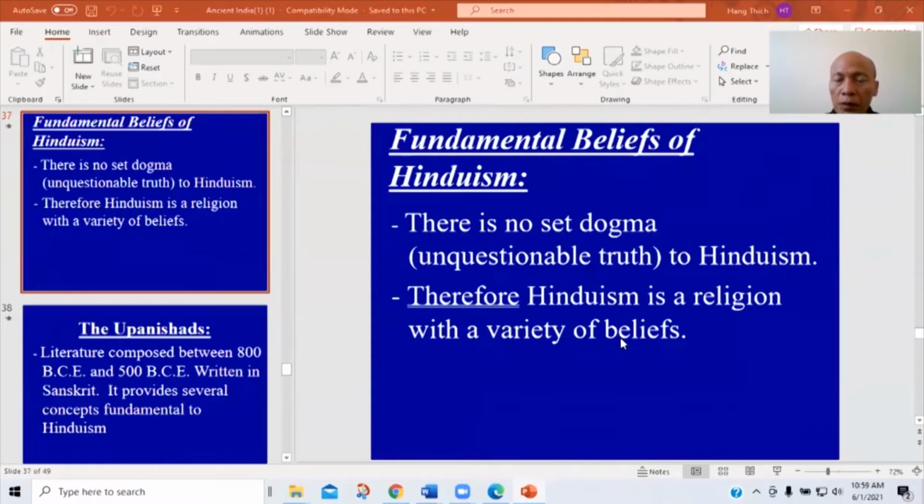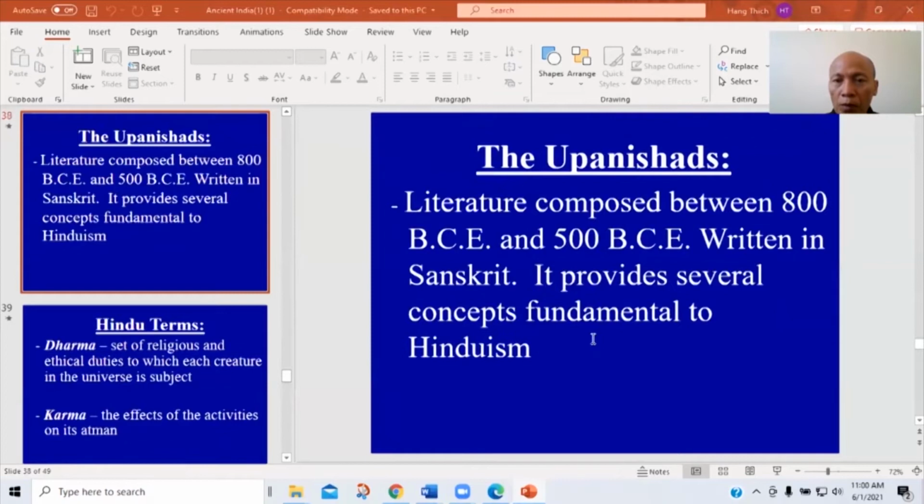The fundamental belief of Hinduism is that there is no set dogma. Actually Hinduism is a set of beliefs with many different principles and theories, and basically they don't have any founders. Going back, the Upanishads, this literature, were composed between 800 and 500 BC. They were written in Sanskrit. They provide several concepts fundamental to Hinduism.